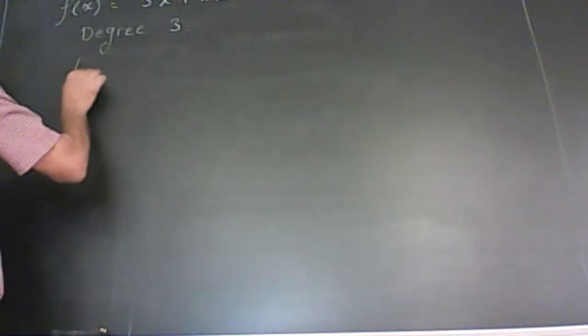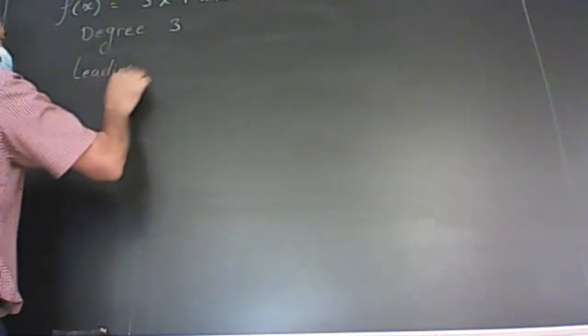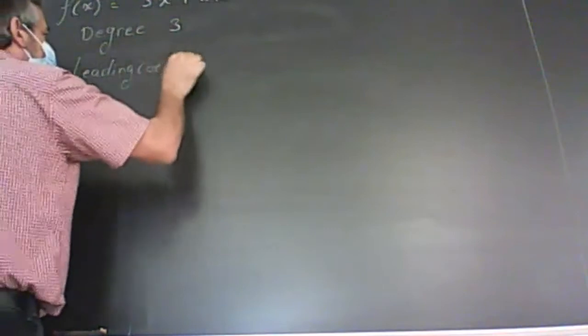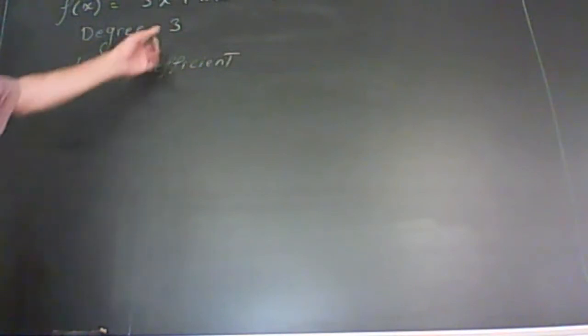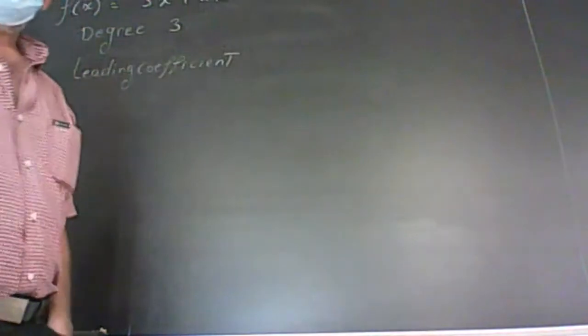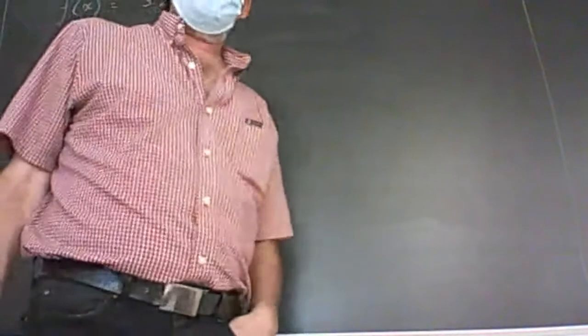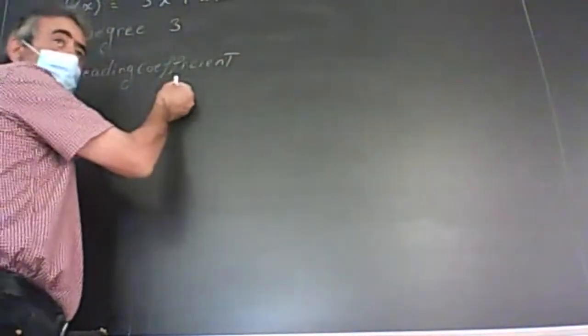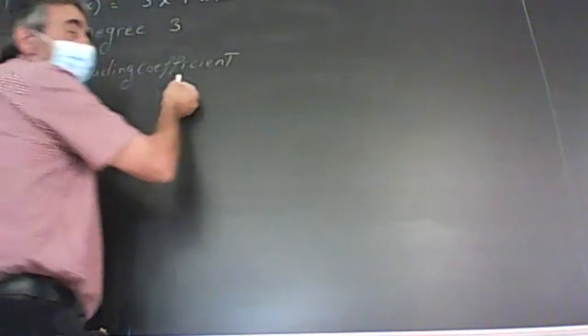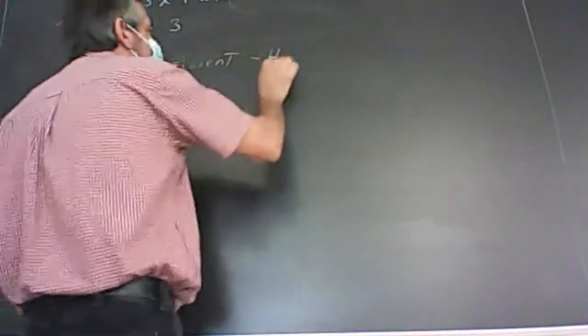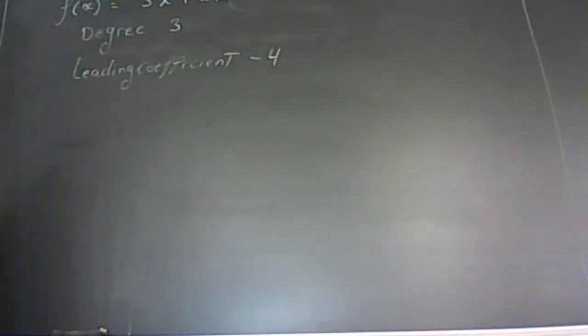What is the leading coefficient? Now we already determined what the degree is. Now we're going to take a look at the coefficient of the term that has the exponent 3. And we can see that the coefficient is the number in front of the x in that term, and in this case, it is -4. So the leading coefficient is -4. Yeah?